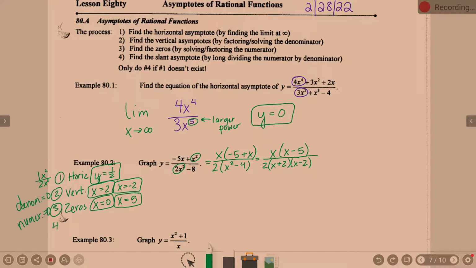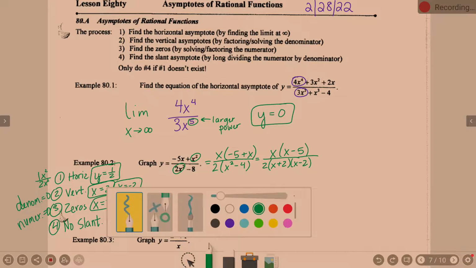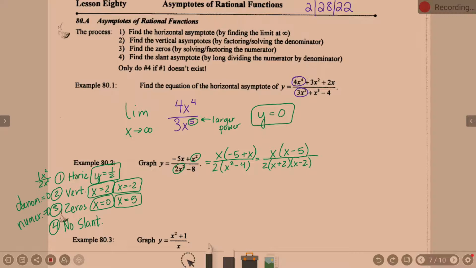Okay, what about number 4? We don't need to worry about it. Okay, we had a horizontal asymptote, didn't we? And so there are no slant asymptotes. So yeah, you get to skip step 4 when we have an answer for step 1. Okay, guys. Set us up a graph. These are the graphs that I tend to make big and long.